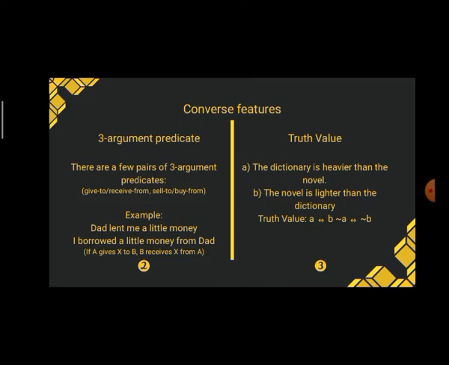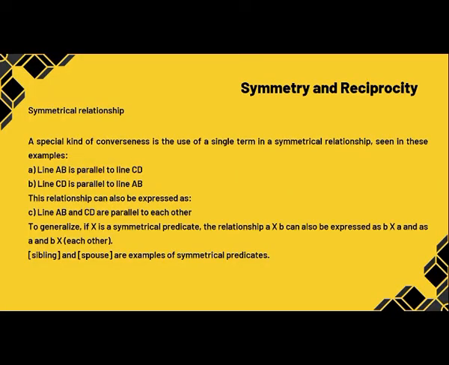Truth value. The dictionary is heavier than the novel. The novel is lighter than the dictionary. Truth value is, if A is true, then B is true. But if A is false, then B is also false. So let's continue the presentation.